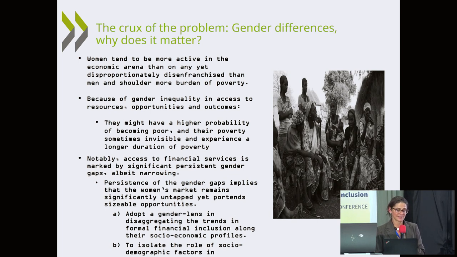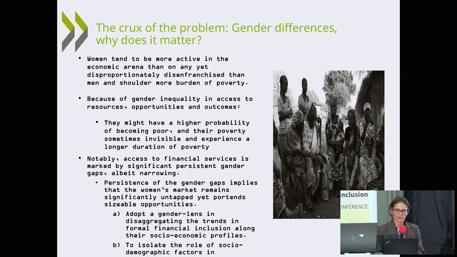So Kiplangat starts off by saying that women are very active in the economic arena, extremely important in household welfare and also in inclusive growth. And yet, they're often disenfranchised disproportionately relative to men, and often have to shoulder more of the burden of poverty. This also relates to their inequity in terms of access to resources, opportunities, and outcomes. And it is also related, of course, to their access to financial services, albeit we've seen a big narrowing of the gender gap in formal financial inclusion. But the fact that this gap exists, and certainly it's even larger when we look at access to a meaningful suite of products, or for example, access to bank accounts, where we still see quite a big gender gap, means that we've got an untapped opportunity there in the market.